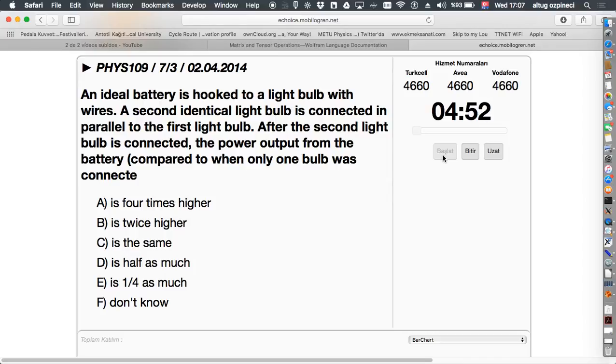So we have an ideal battery. It is connected to a light bulb. Then you connect a second light bulb in parallel to the first one. So how does the power output from the battery change? It's the same battery. Rather than connecting one light bulb, you connect two of them. So how does it change?